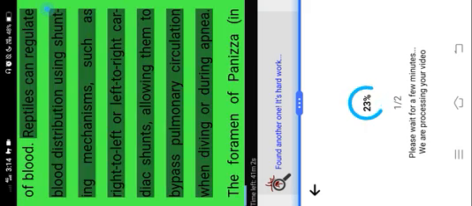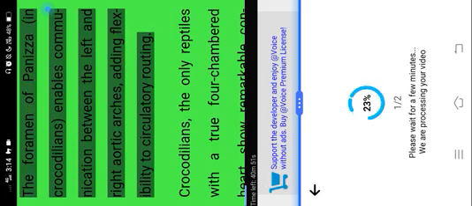Reptiles can regulate blood distribution using shunting mechanisms, such as right to left or left to right cardiac shunts, allowing them to bypass pulmonary circulation when diving or during apnea. The foramen of Panizza in crocodilians enables communication between the left and right aortic arches, adding flexibility to circulatory routing.